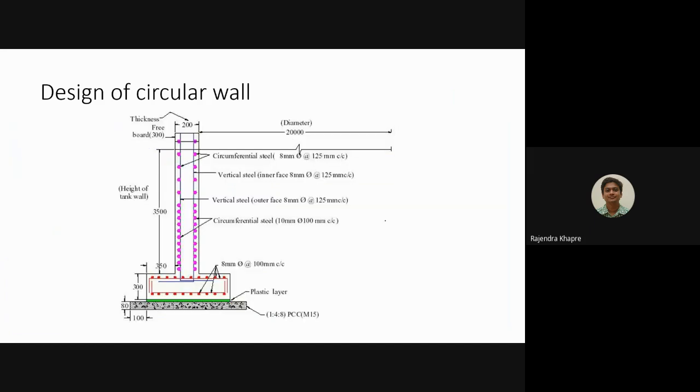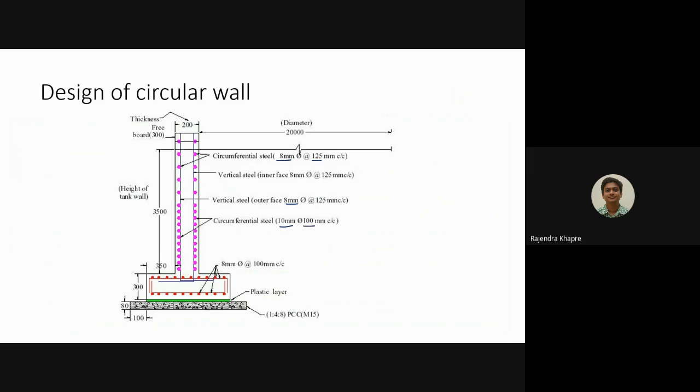So this is the reinforcement details, and you can see the reinforcement bars, especially the ones shown in the pink color. These are the circumferential reinforcement. Okay. So in the first region, we are using 8 mm dia bars at 125 center to center. In the central region, we are using 8 mm dia bars at again 125 center to center. Sorry, this is the vertical reinforcement. Okay. In the central one, this is 10 mm dia bars at 100 mm center to center.